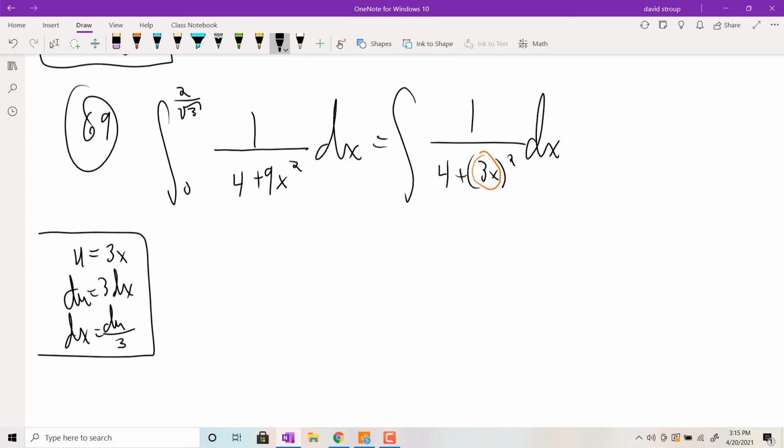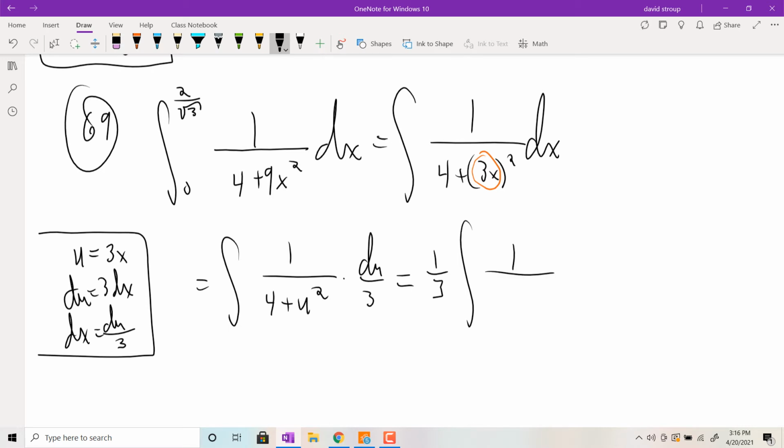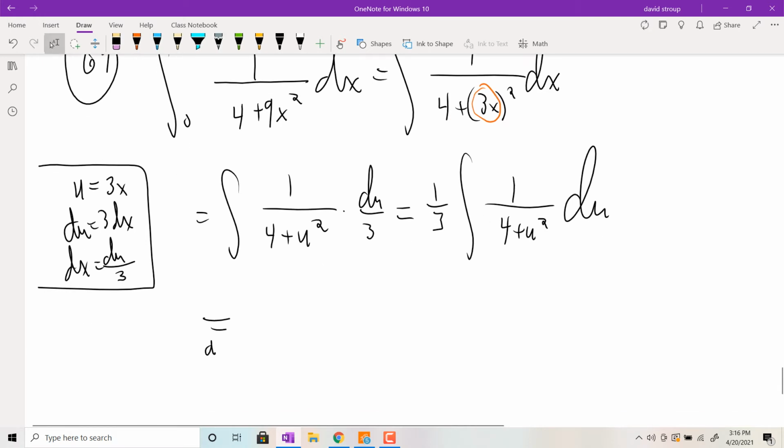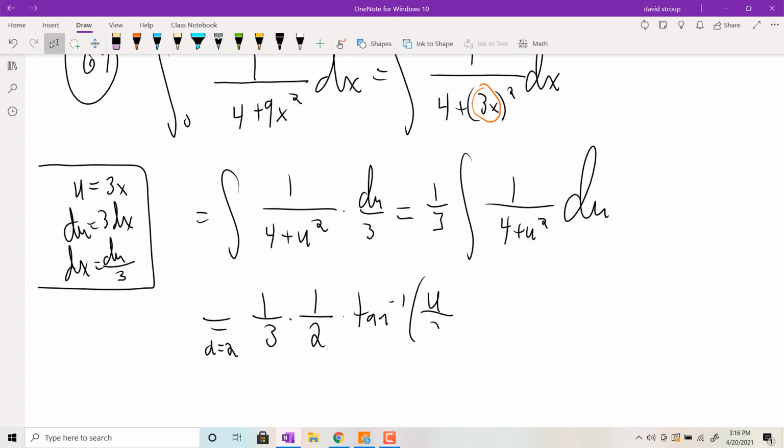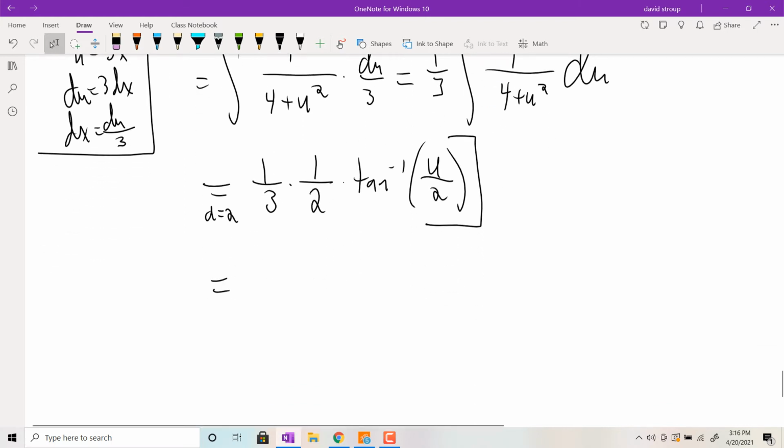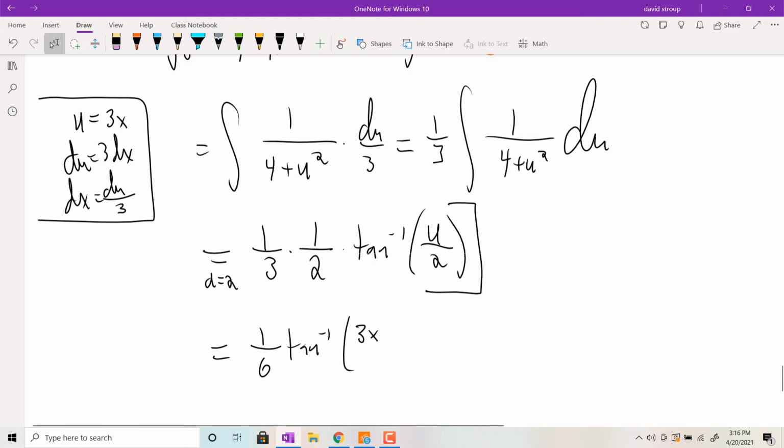Okay. So I'm going to go ahead and put that in there. You can factor out the 1/3. You're then just using the formula for tan inverse. So our a value in that formula will be 2. There's a 1/3 still floating around, so it's 1 all over a times tan inverse of u all over a, and then we have to remind ourselves to evaluate. Okay, back subbing. So I get 1 over 6 tan inverse of u, which is 3x over 2. And then I'm evaluating from 0 to 2 over root 3.